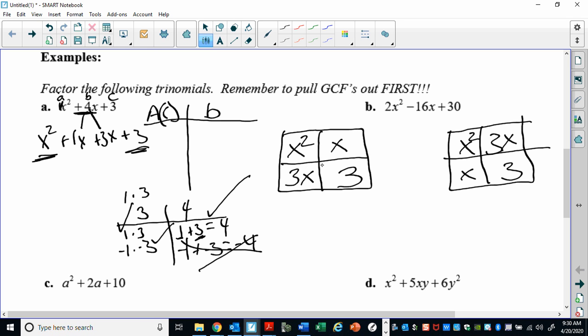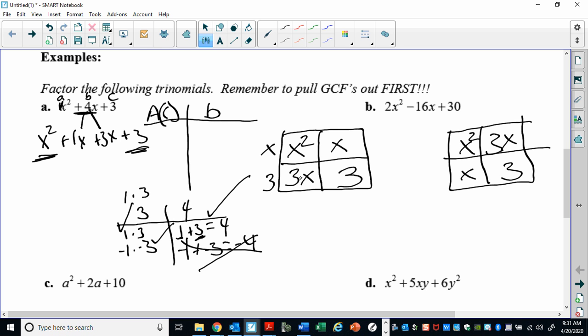So I'm looking from left to right now. What can I take out of x squared and x? Well, there's 1x here and there's 1x there, so I'll just take an x there. What can I take out of 3x and 3? Well, I can take a 3 out of here, and I can take a 3 out of here. So that would give me 3. Now it's just going to be a positive or negative. Well, because both of these are positive, that answer is going to be positive.